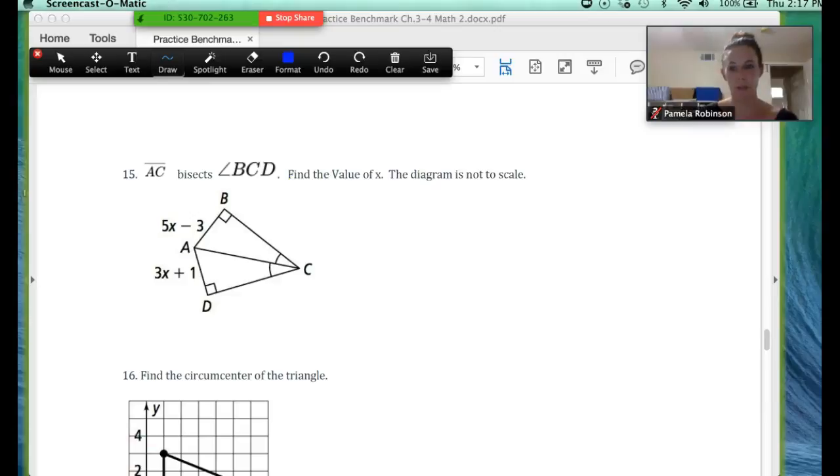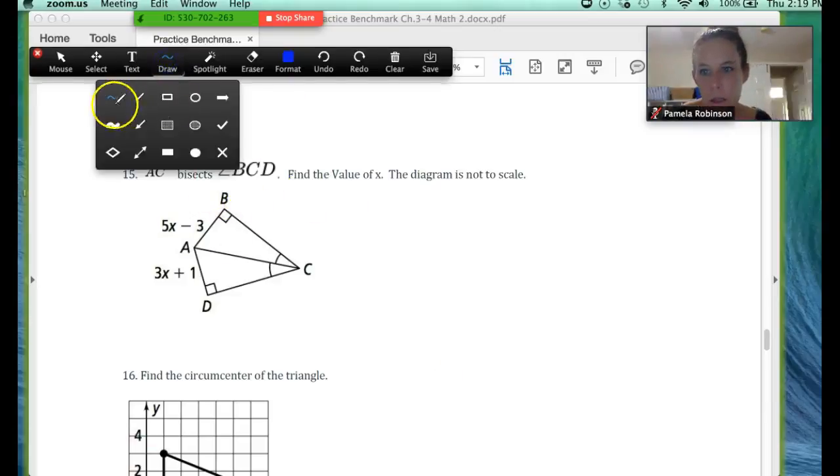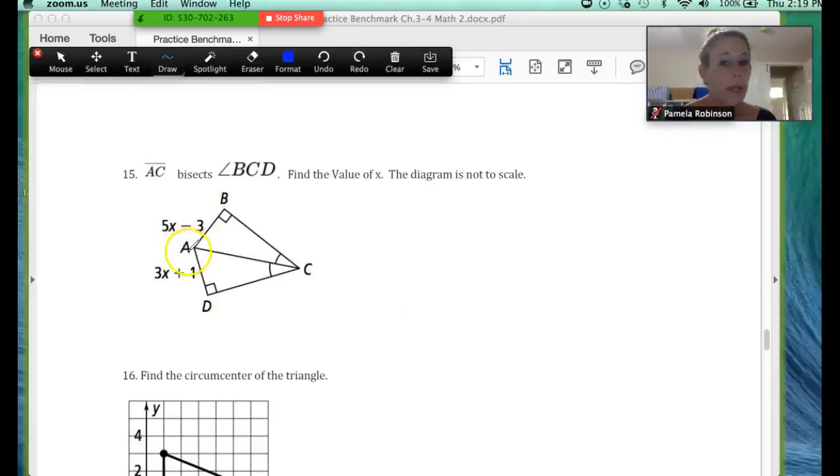So let's look at what we have. Looking at this, if we know that A is on the bisector of this angle, we know A is going to be equally distant from the sides of the angle. So that means this will have to be congruent to this because A is on the angle bisector. So A is going to have to be equally distant from this side as it is from this side. So these two will be congruent. To find the value of x, we simply set this equal to this: 5x minus 3 equal to 3x plus 1.